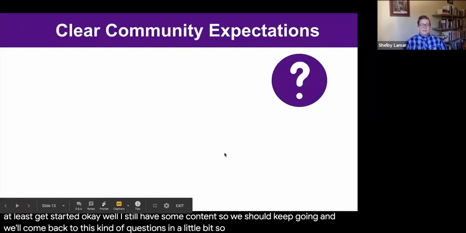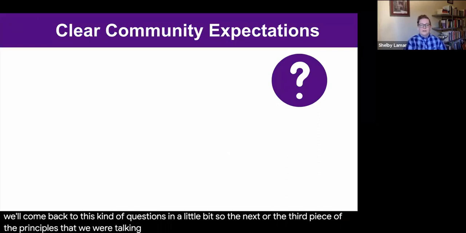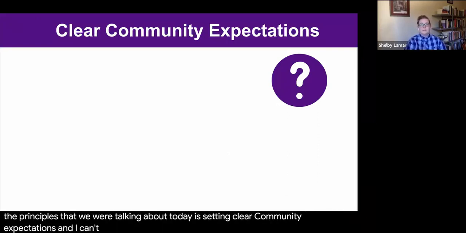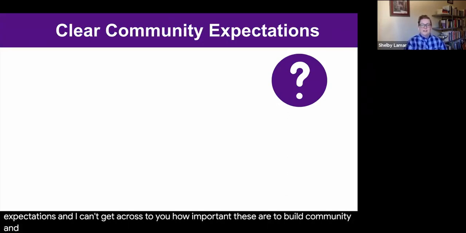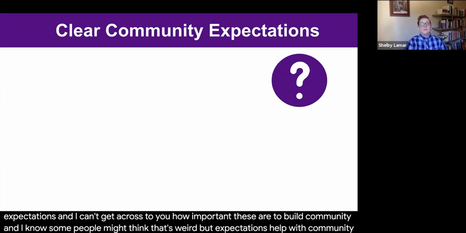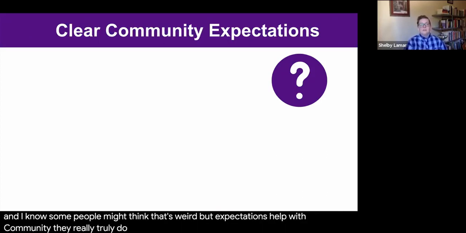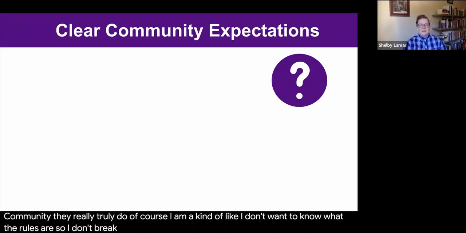So the third piece of the principles that we were talking about today is setting clear community expectations. I can't get across to you how important these are to build community. I know some people might think that's weird, but expectations really, truly do help with community. Of course, I'm the kind of person who wants to know what the rules are so I don't break them, but setting clear expectations is so important.